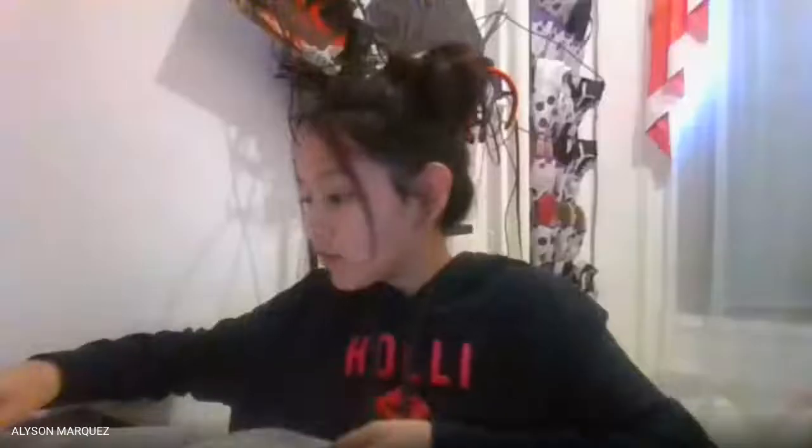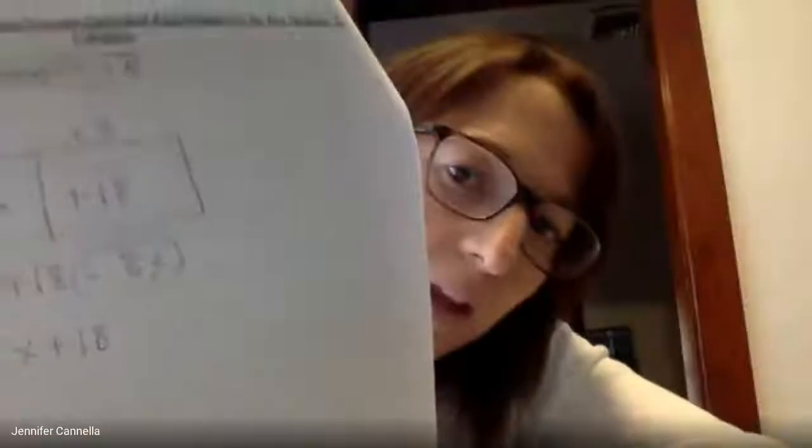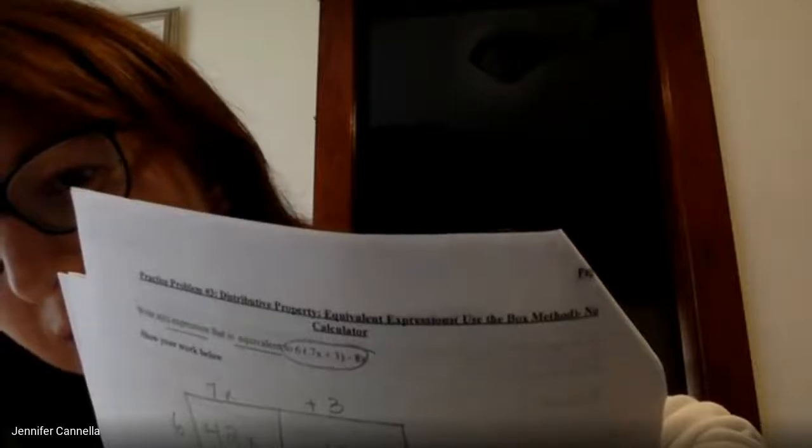All right, let's go to page 6 now. Okay, page 6. Blessing is on now. Any noise has to be over now. All right, so we're going to be on this page. It says, write an equivalent expression for 6 parentheses 7x plus 3 parentheses minus 8x. We're going to use the box method. Okay, we're on page 6 now.